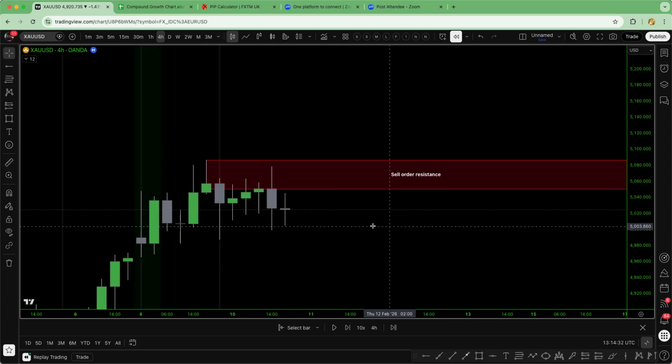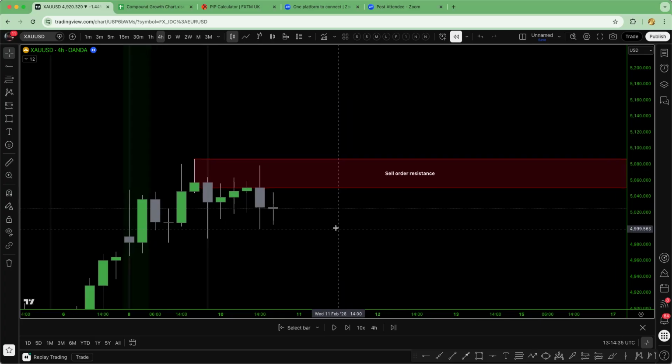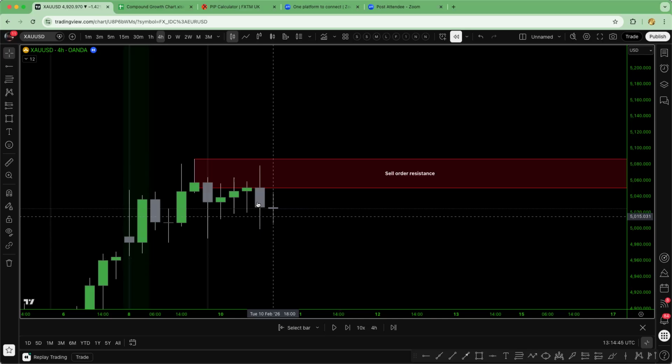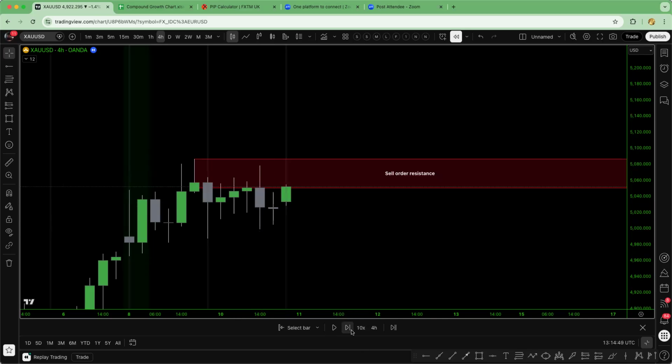So obviously, at this point, I haven't seen a 4-hour break of structure yet, so I'm not looking to get into the market yet. I'm waiting for this 4-hour break of structure to come into fruition. I'm waiting for it to appear. We haven't seen anything yet. We're just going to wait. Nothing yet. I'll tell you when we get it and I'll tell you why.